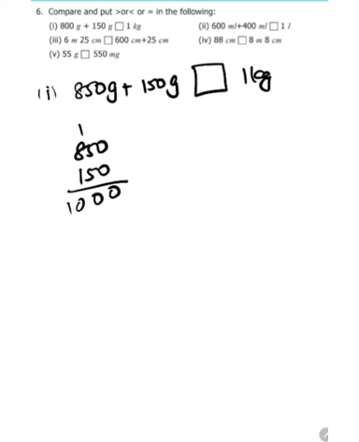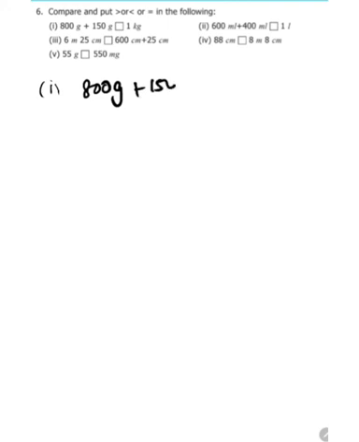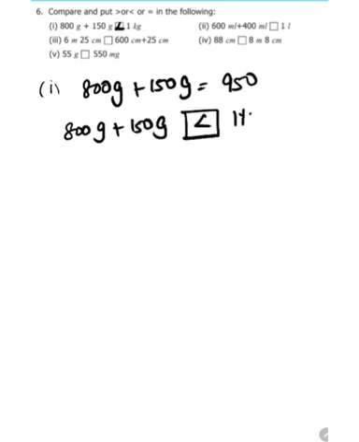1000 gram is nothing but, what is that? This is 800. So 800 gram plus 150 gram, what is that? It takes 950. So it is not equal, and 1 kg is greater. So the first one is lesser symbol: 800 gram plus 150 gram is lesser than 1 kg.